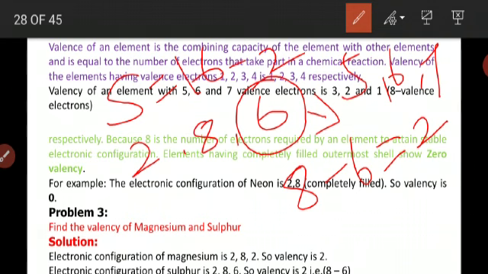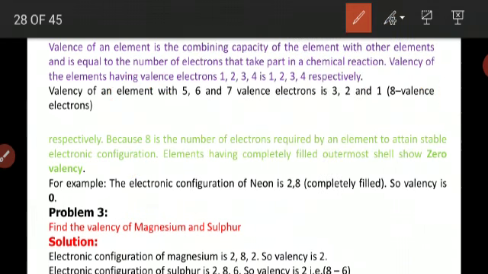Is it clear, students? For magnesium, the outermost is 2, because below 5, that is 1, 2, 4, you have to write the valency as it is. Suppose above 4, that is 5, 6, 7, then 8 minus the outermost electrons. Is it clear now?